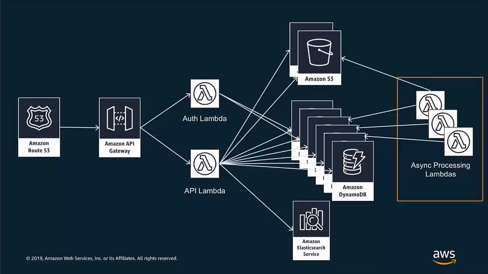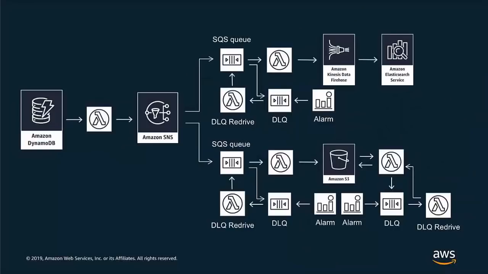Again, this seems pretty neat and tidy, but what happens if we actually zoom into the details of this infrastructure? Okay, so there's quite a bit more complexity here. So this is an example of what that async processing side could look like, but where did all this complexity come from? Well, let's break it down piece by piece.